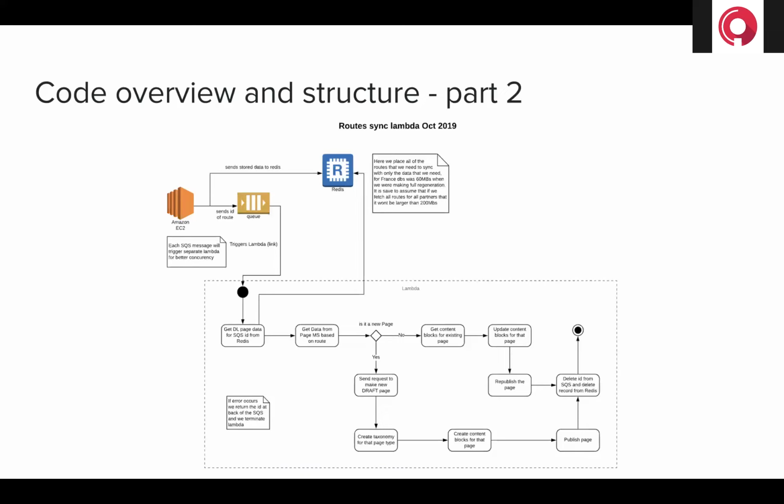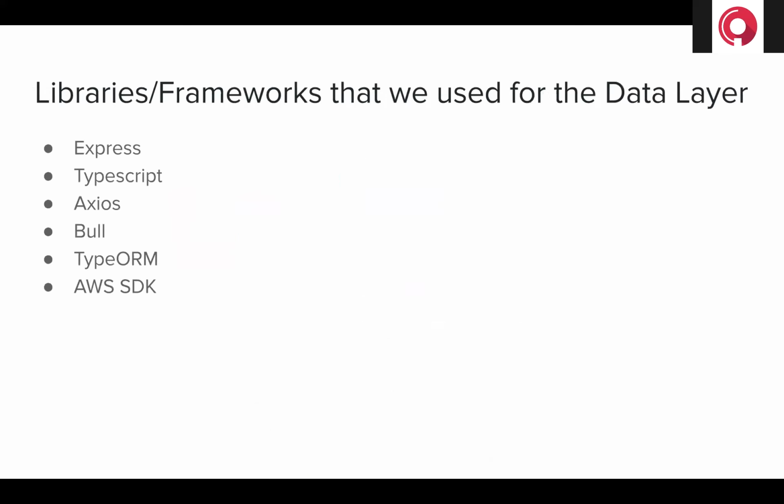And then tomorrow morning, when we get to work, we usually investigate what was wrong and what was bad. The libraries and frameworks that we used for the data layer were Express, TypeScript, Axios, Bull, TypeORM, and AWS SDK. We didn't use anything fancy because we believe that you don't need to use all the libraries in the world, because that usually makes your life more complex rather than simple. We're using only Express to wrap things up.